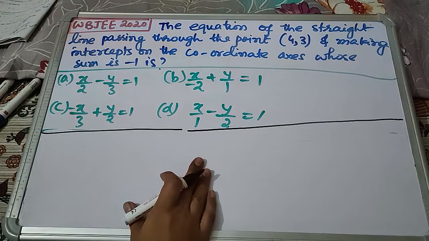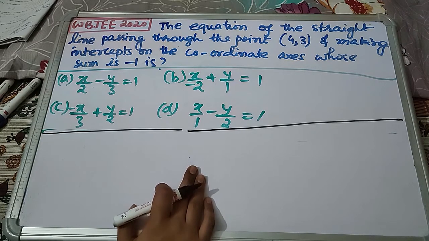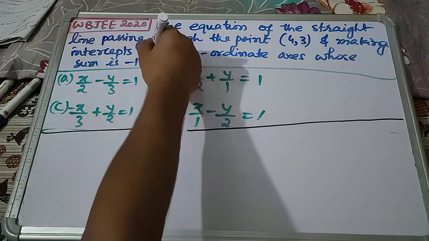So we have reached our last question for this video. The question says: the equation of the straight line passing through the point 4, 3 and making the intercepts on the coordinate axis whose sum is minus 1 is. This is actually a multiple choice question in the multiple choice section. Therefore, there can be a single answer or even multiple answers. This should be is or are.